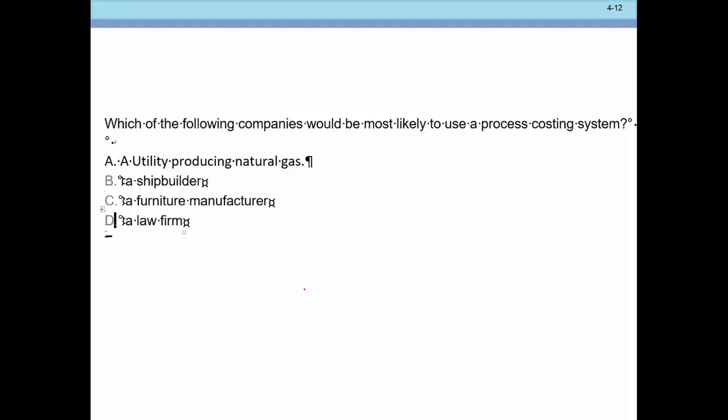But that's process costing, okay, when you have all this stuff that goes on and you roll out a bunch of hot dogs at the end, right? So just picture something like that where there's a vat of something being produced.